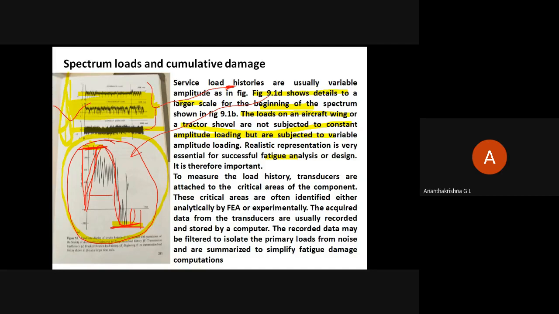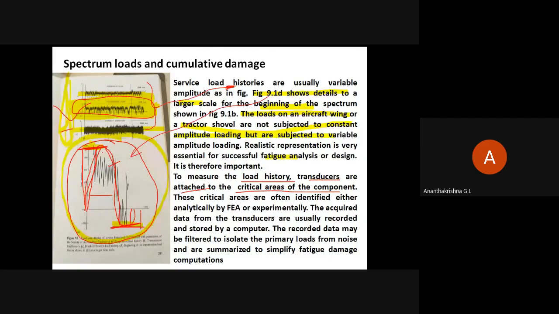Are you there? Now, how do we measure load history is the next question. What methods can be adopted? To measure the load history, transducers are attached. As I said, transducers and accelerometers. Normally, accelerometers are used for extracting such vibrations on machines. The critical areas of the component are touched.